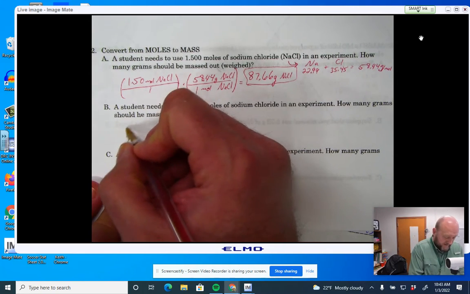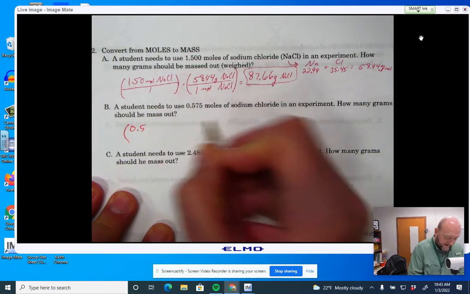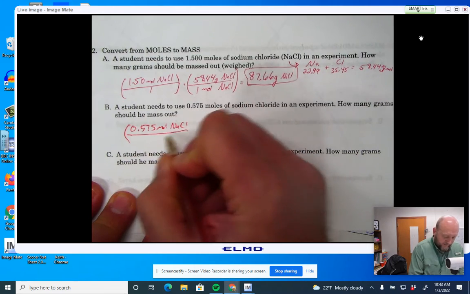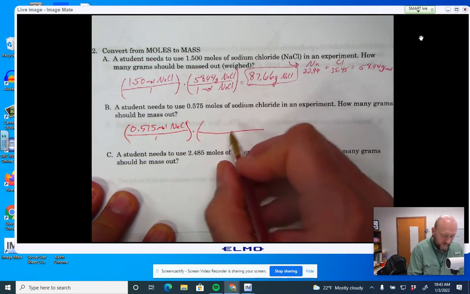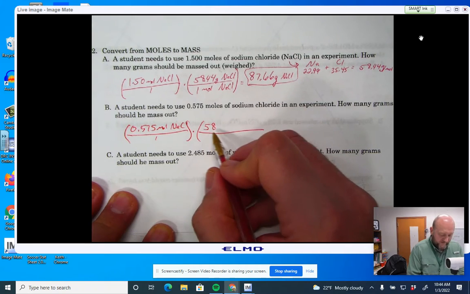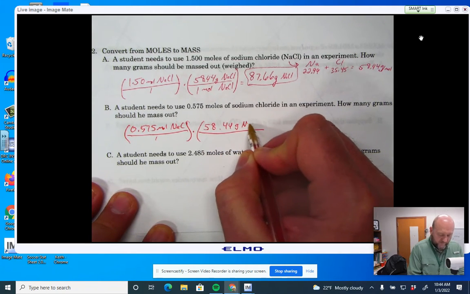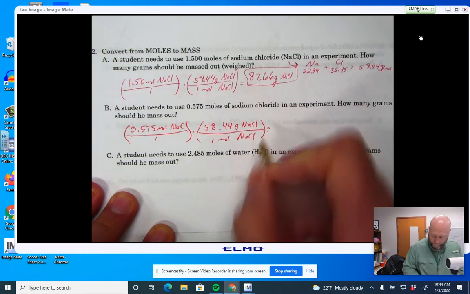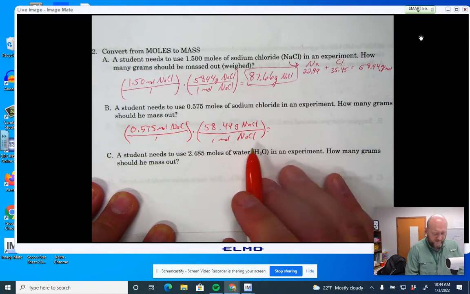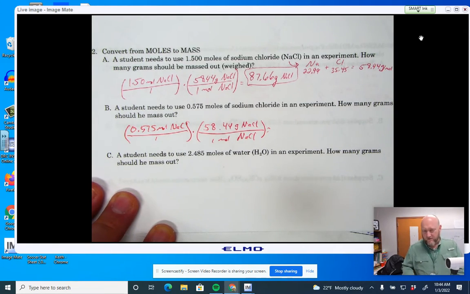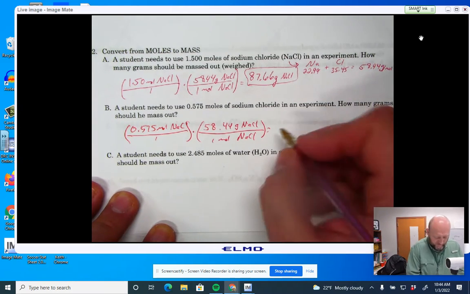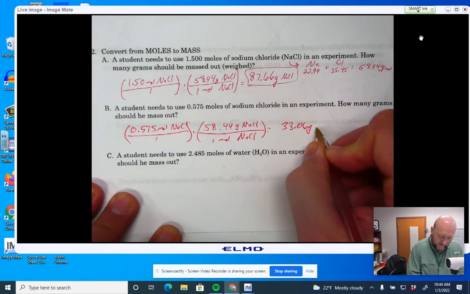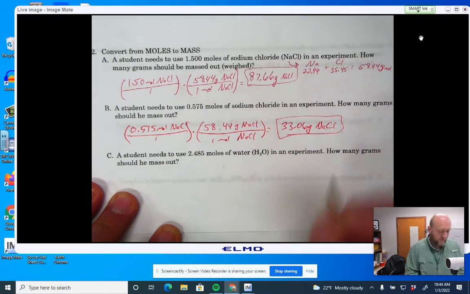Let's go ahead and do the next one together, letter B. 0.575 moles of sodium chloride is how many grams of sodium chloride? Using the same format, 58.44 grams of sodium chloride is 1 mole of sodium chloride. When we do this, multiply across the top, multiply across the bottom. Don't really need to multiply across the bottom because it's 1 times 1, so this is really unnecessary. But we should end up with about 33.06 grams of sodium chloride.